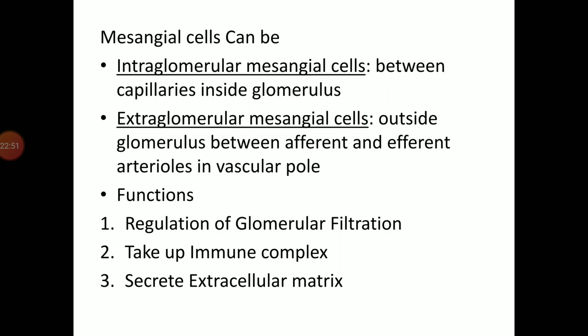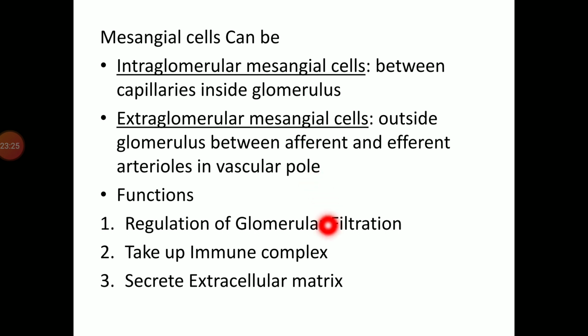So let us see this thing again. The mesangial cells, which are pericyte-like cells, can be intraglomerular mesangial cells if they are present between the capillaries inside the glomerulus, or they can be extraglomerular mesangial cells if they are present outside the glomerulus, between the afferent and the efferent arterioles in the vascular pole. So overall, its function can be summarized as the regulation of the glomerular filtration, and this function is very important, remember, because when the mesangial cells contract, they also cause the contraction of the capillaries, right?